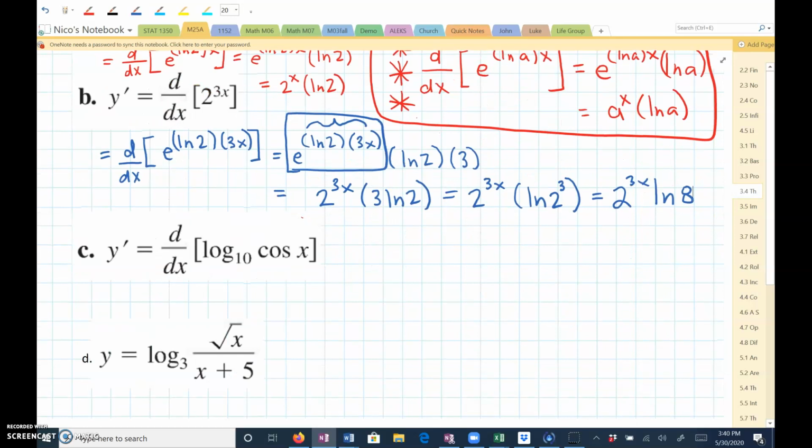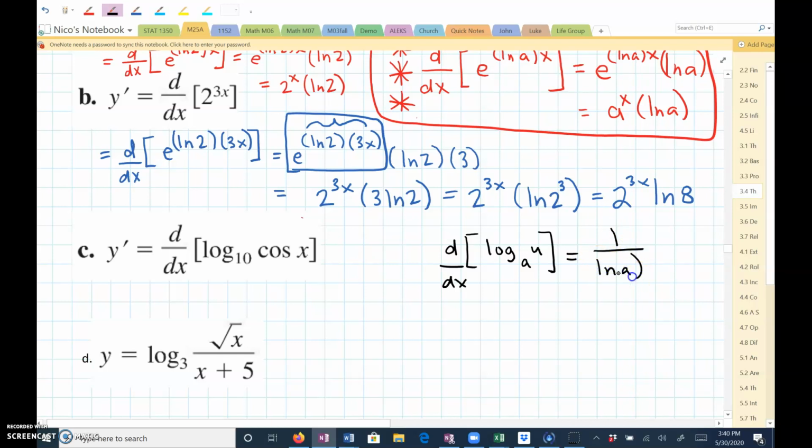All right, let's look at C. Okay, so for this one, again, you could just use the rule, where the rule states when you take the derivative of log base a of u with respect to x, that is going to be equal to 1 over the natural log of a times u, times du/dx, which is u prime. That's one way to do it.